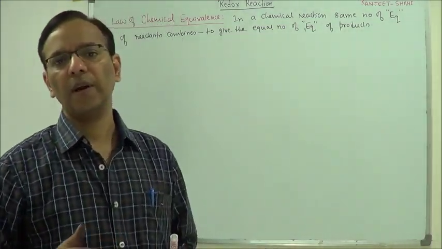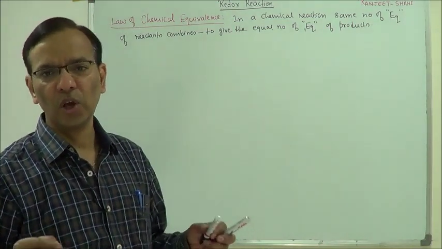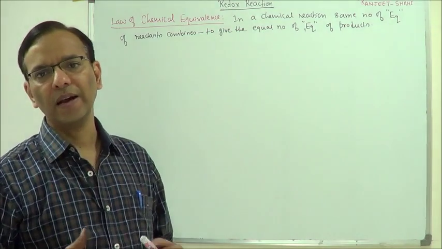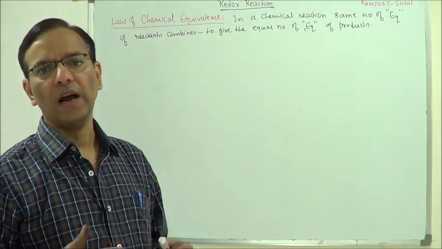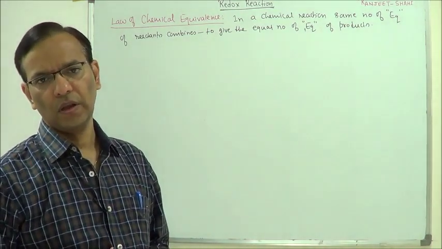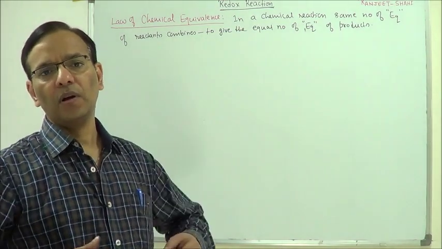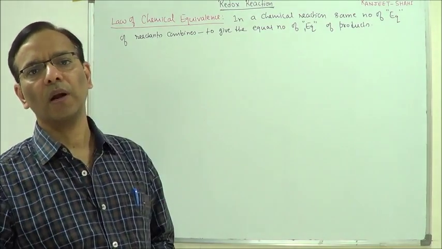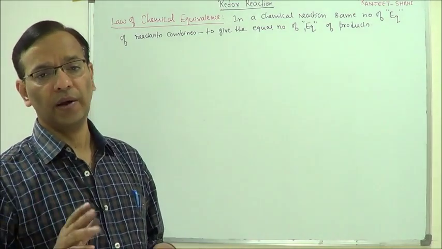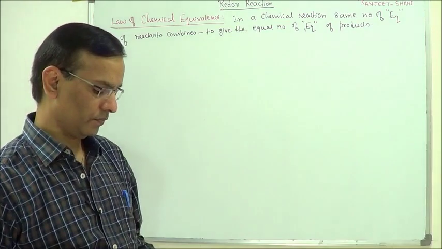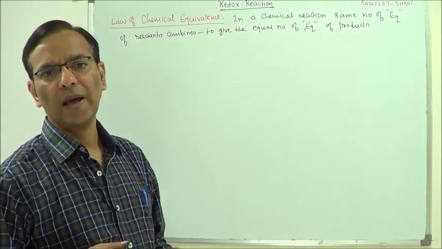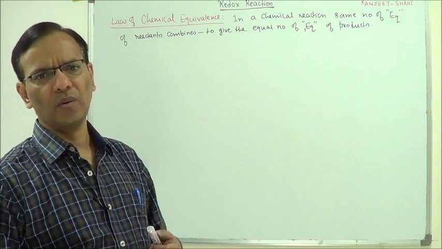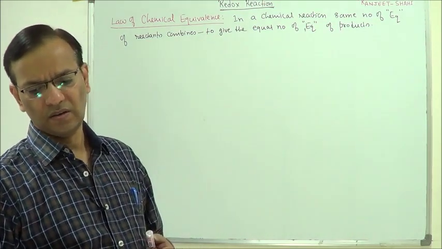So in simple words we can say that in a chemical reaction, the number of gram equivalents of reactants combining are the same, and the number of gram equivalents of products formed are also the same, and that is also equal to the number of gram equivalents of reactants reacted. Better we apply this once in a redox reaction, and then we will try to understand what it is saying.